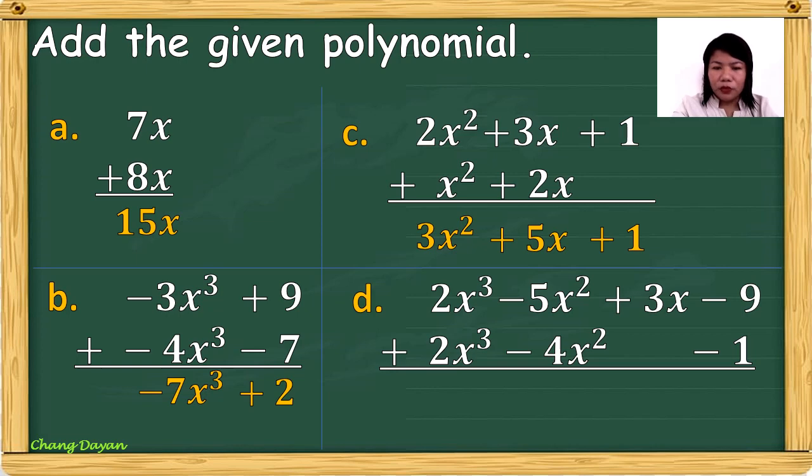Therefore, 2x cubed plus 2x cubed will get 4x cubed. Negative 5x squared plus negative 4x squared will have negative 9x squared. Just bring down 3x. Negative 9 minus 1 will have negative 10. Therefore, our answer for letter D is 4x cubed minus 9x squared plus 3x minus 10.